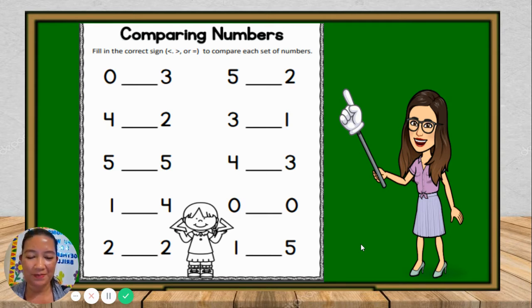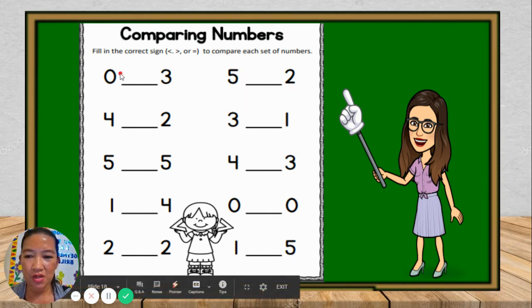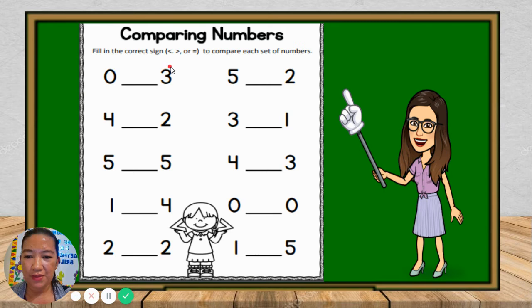Okay, let's get ready. I have here 0 and 3. We have 0 and 3. This is 0, nothing on your hand. And this is 3 right here, 3 fingers. Now, can you do it with me? 0 and a 3.